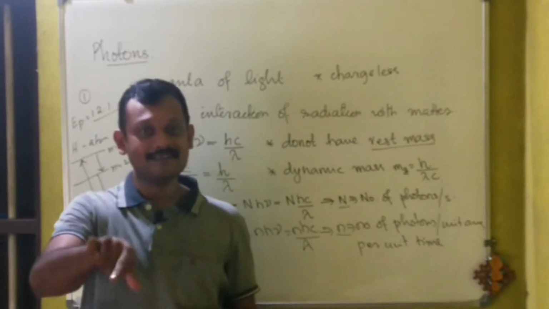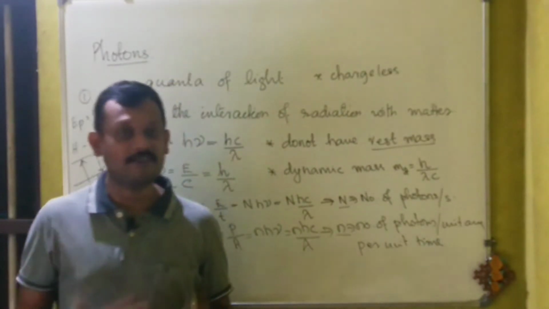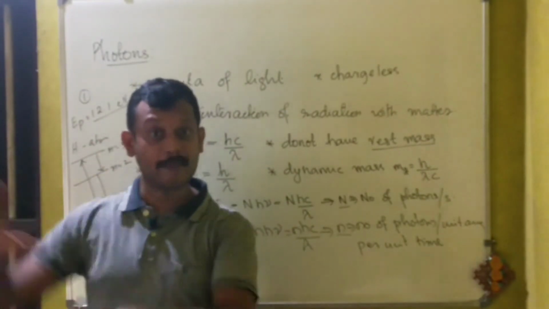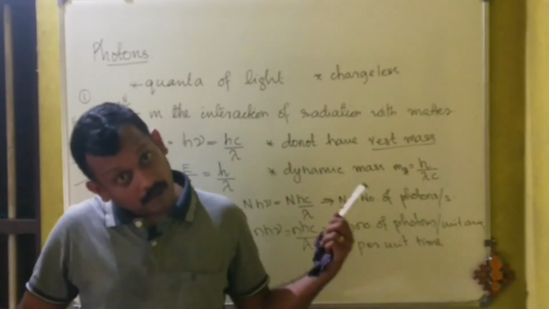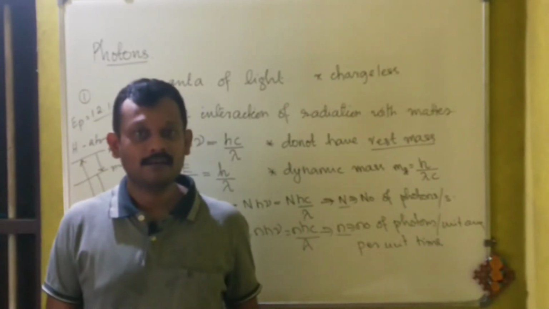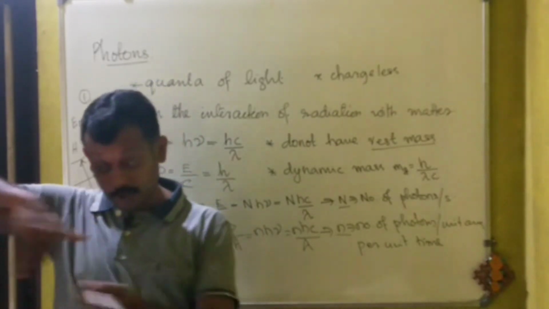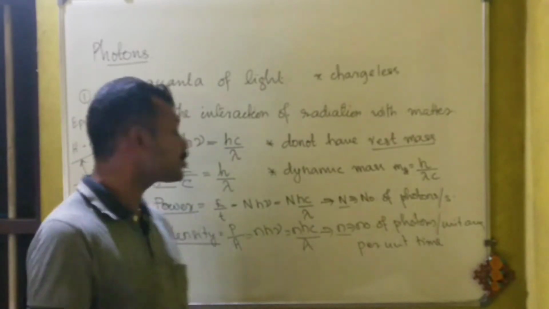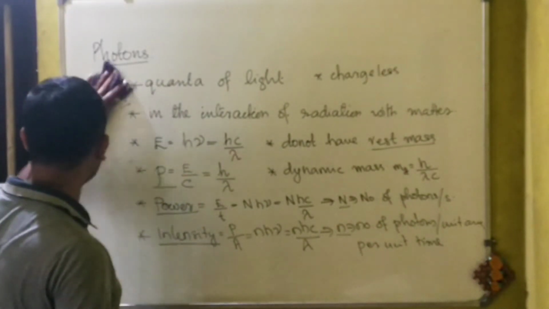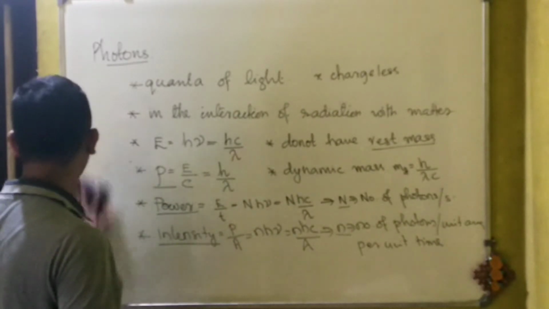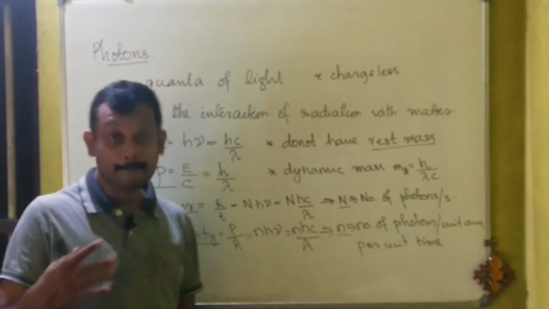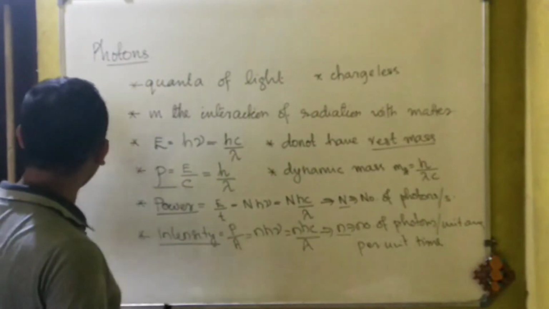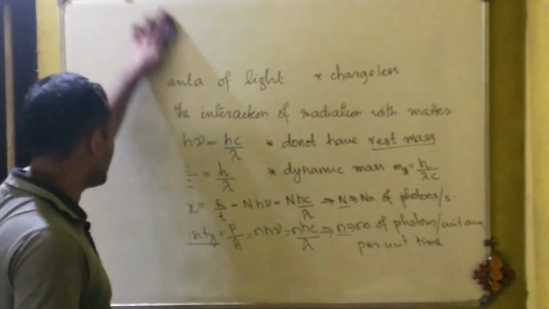That's what I mean: in a collision, the photon number never remains conserved. New photons may be generated in the process, or we may lose photons. So photon number is not going to be conserved in the case of collision of a photon with a particle. These are the ideas I wanted to say regarding the photon picture of radiation.